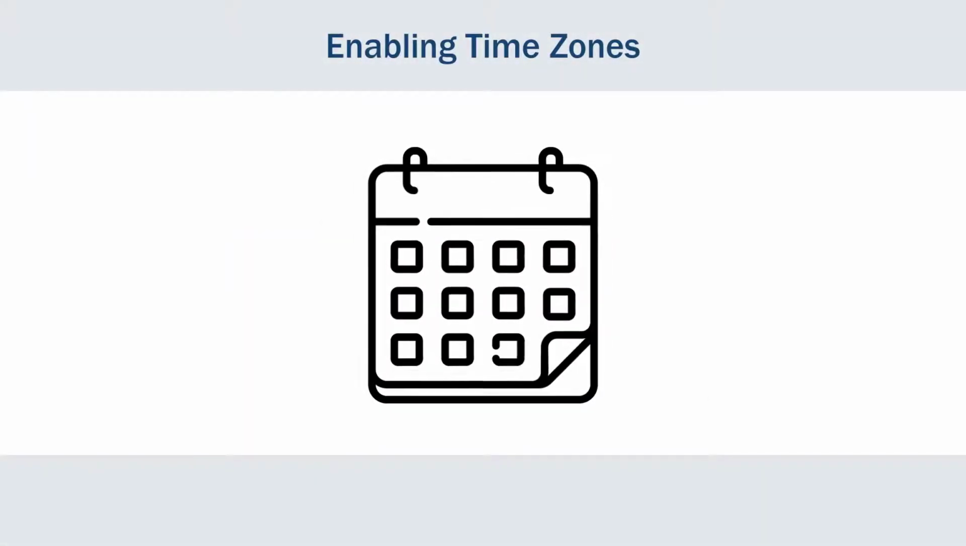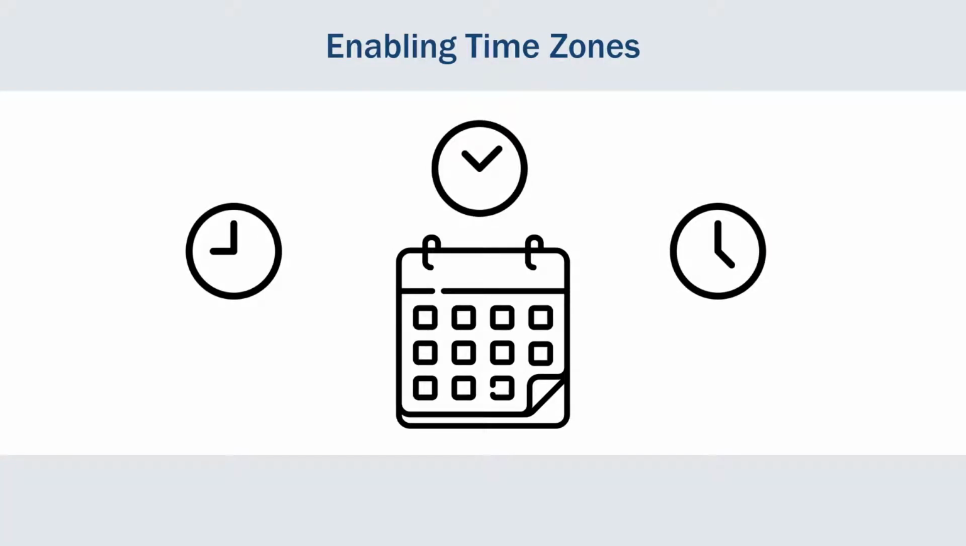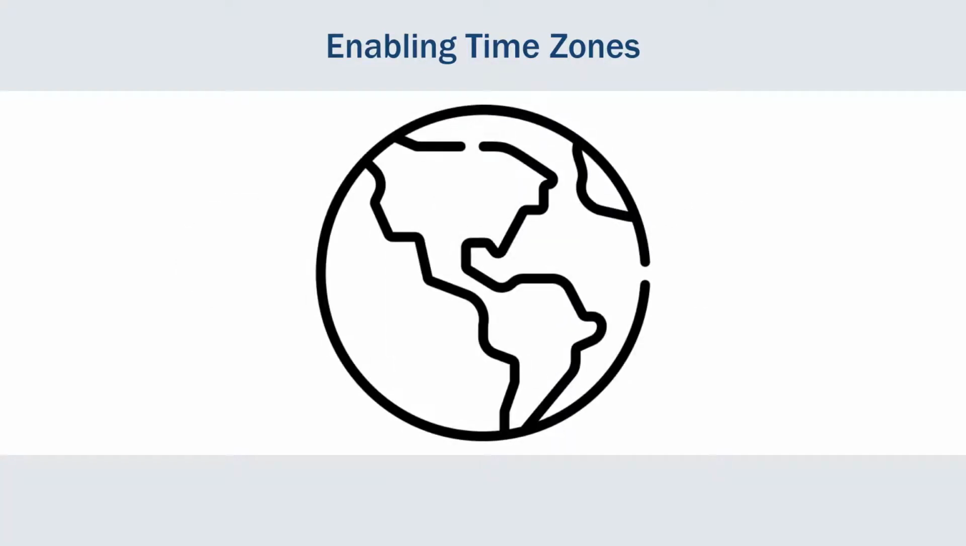Enabling the time zone feature in PracticeMaster allows you to specify a time zone when entering events or tasks. PracticeMaster will then display those records on each user's calendar according to their local time zone.